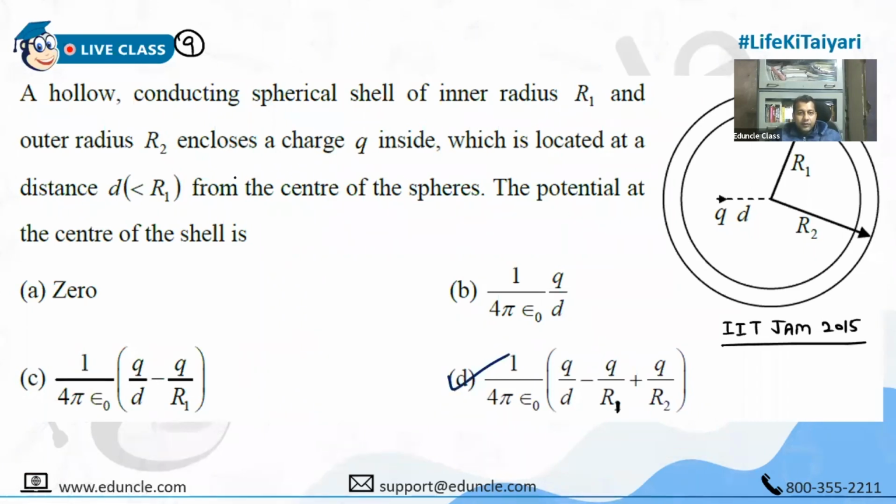Inner radius R1, outer radius R2, encloses the charge Q inside. This is the charge. So due to induction, negative charge will be induced on the inner surface, and positive charge will be induced on the outer surface.